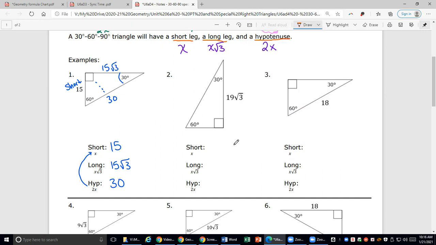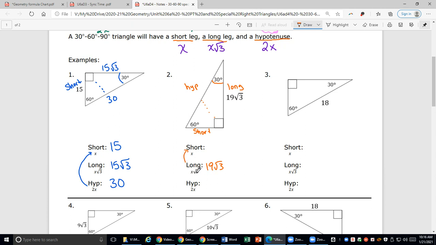On the next one, this time, remember my short leg is across from the 30. So they didn't give it to me. They didn't give me the hypotenuse because that's the one across from the 90, which means they gave me the long leg. And I said we have to start with the short leg. So since they gave me the long leg, 19 square root of 3, before I can go to the hypotenuse, I have to go to the short leg first.